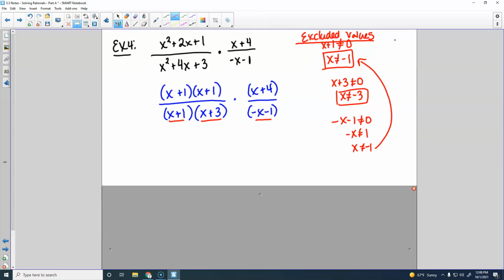Okay, do we care about the numerators for excluded values? It's okay for us to have zeros in the top, just not in the bottom. So now that we have this looking like this, I can cancel my x plus 1s. Is there anything else that might cancel?